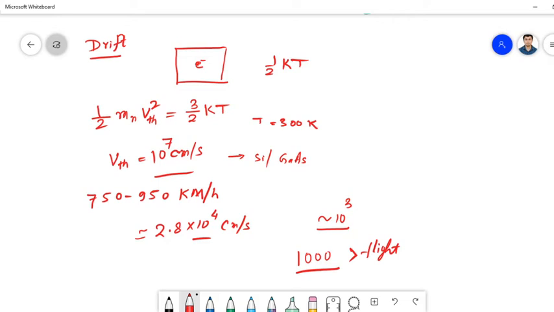Now if we apply an electric field, what will happen? If you apply an electric field, the carriers will start to drift, right?